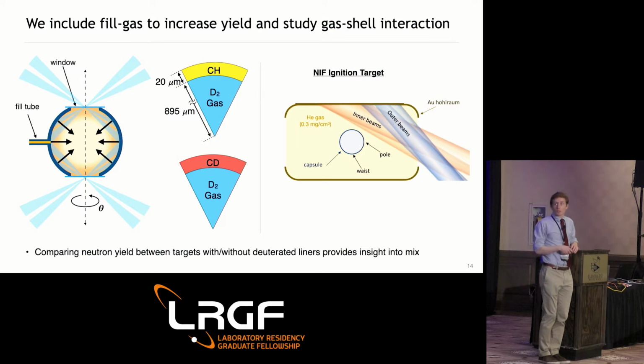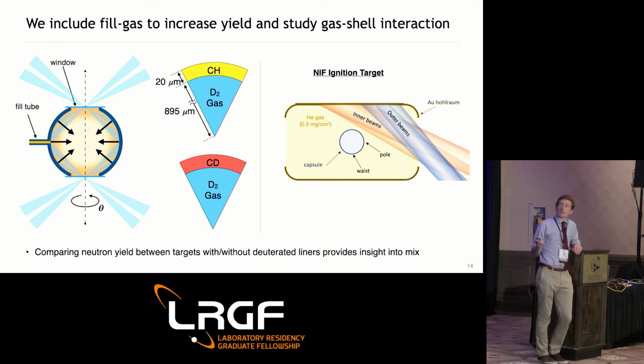So here's just a cartoon of an indirect drive source. NIF's going well these days. Big shot in August. Everyone's excited about it. Basically, what we're showing here is you have this gold hohlraum, and the lasers are going to be coming in, hitting the interior surface of this gold hohlraum. It's going to generate X-rays, which eventually push down on this fuel capsule. It is important to balance the inner beams and outer beams here so that you get even and symmetric compression of this target. And so that's what you're trying to do.